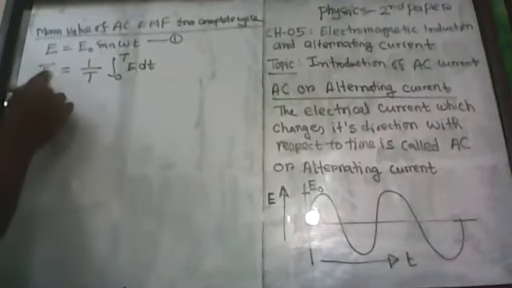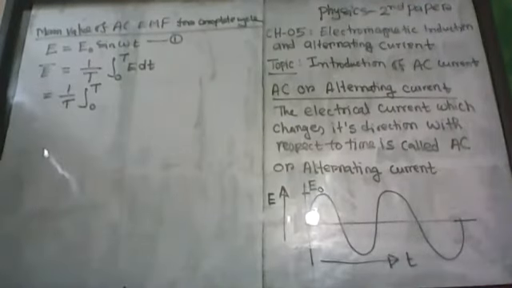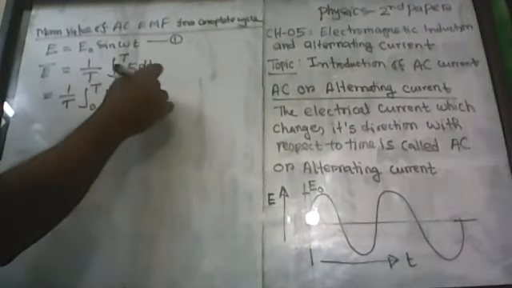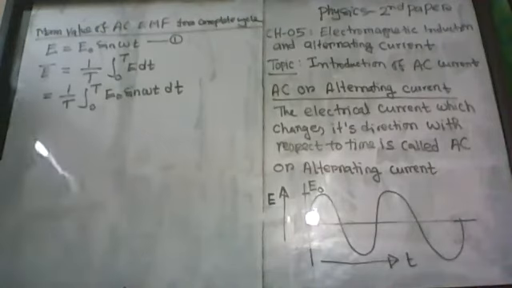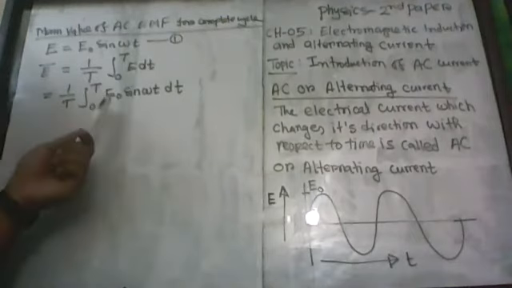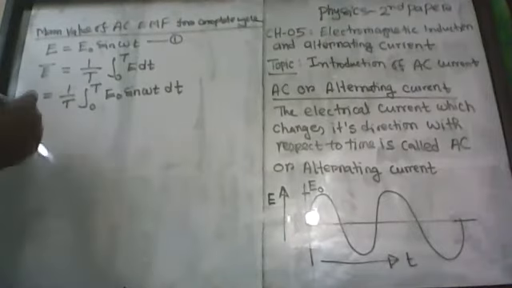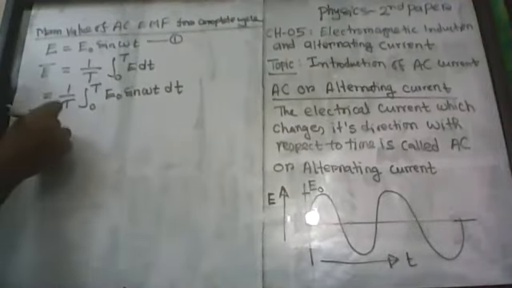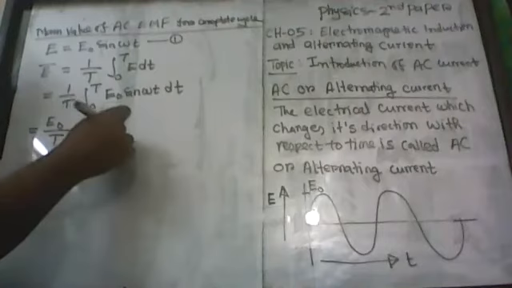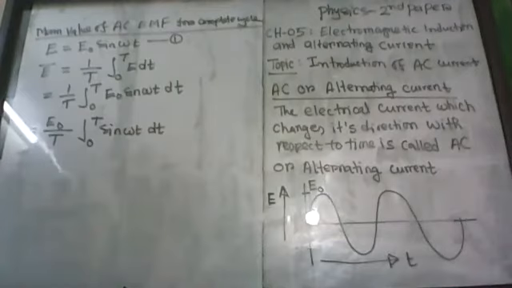Now, you see, boys and girls, 1 by T and then 0 to T. It will equal E naught sine omega t and then dt. E naught is an absolute constant. It comes out of the limit of integration. So I can write E naught divided by T, integration from 0 to T, of sine omega t dt.